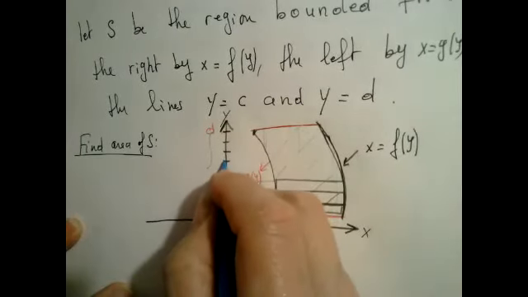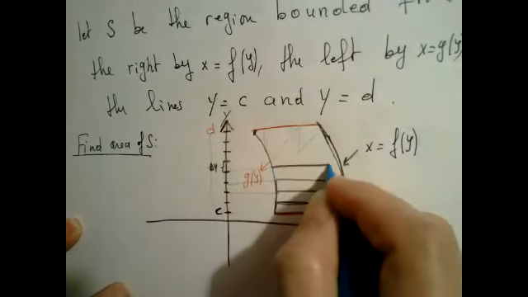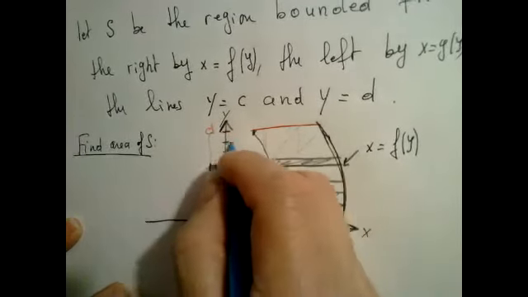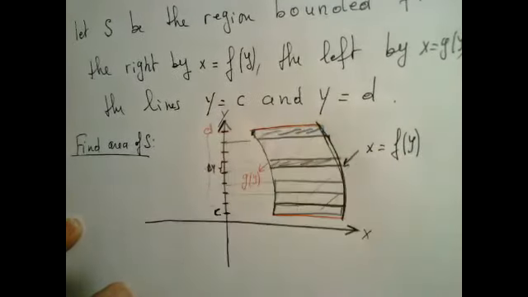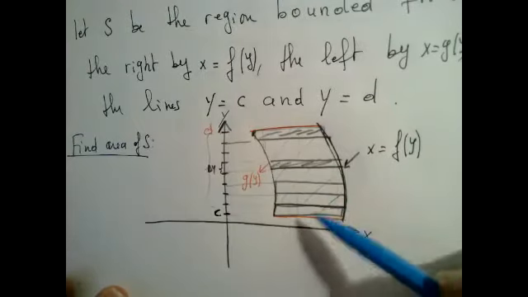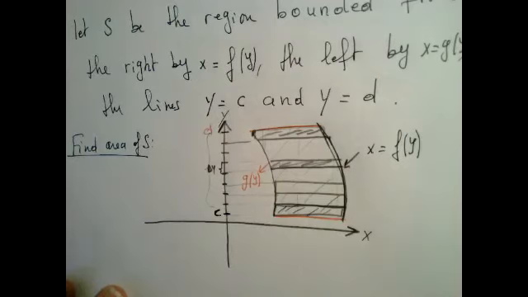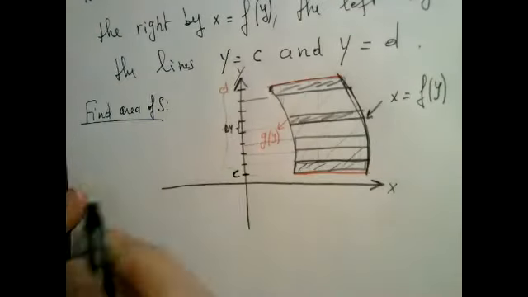And every piece from here to here, I'm going to call this delta y. So I'm going to do the same thing, but changing the cover and so on and so forth. And then I'm going to find the area of each one of them and then add the areas. That's the technique. So we divide CD now.